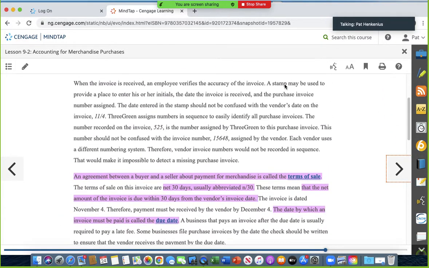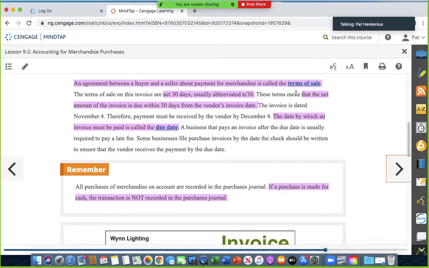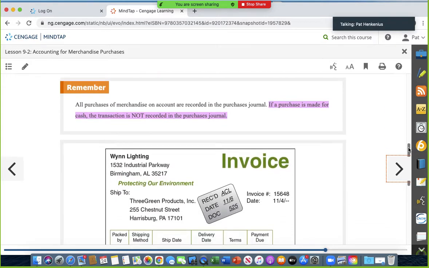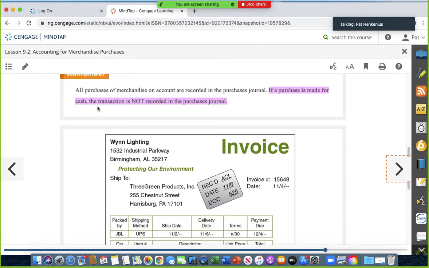It lists everything on there. You don't really need to know all this. This just talks about the invoice. There's going to be terms. It'll say you're due to pay this in 30 days. And it'll say net 30, meaning you got 30 days total to pay it. Or they'll abbreviate it and put N30, which means you just have 30 days to pay it. That's the net total. Okay? And then you understand what a due date is, a date by which you need to have your invoice paid. Purchases made for cash are not in the purchases journal. Purchases made for cash will be in the cash payments journal. It's only purchases made on account.